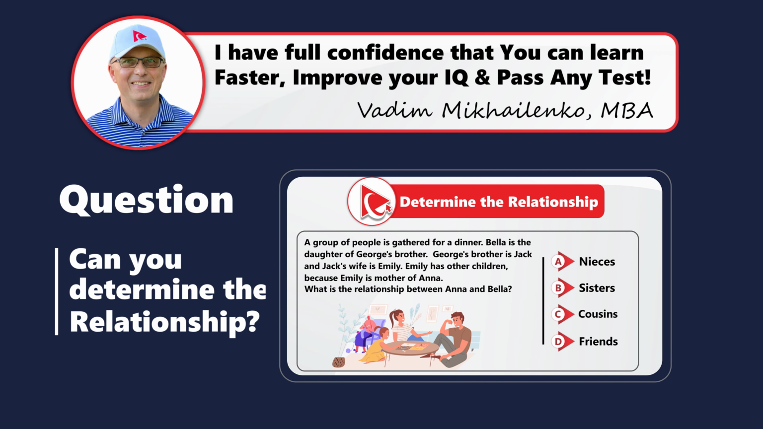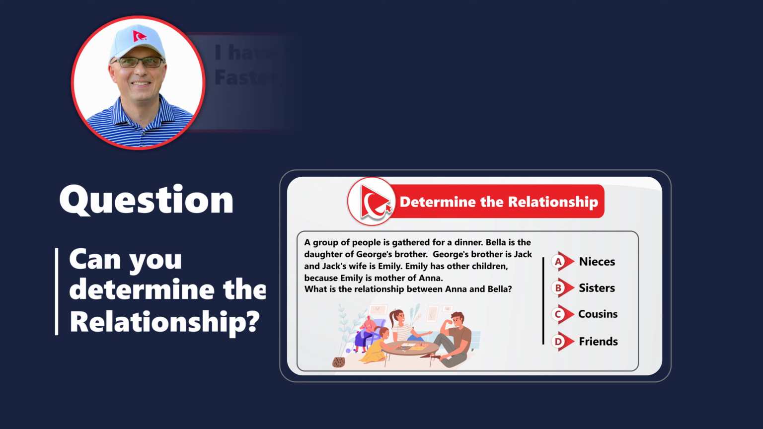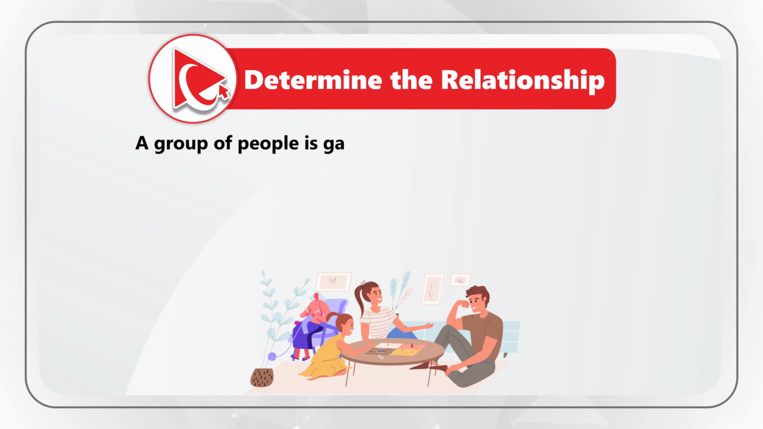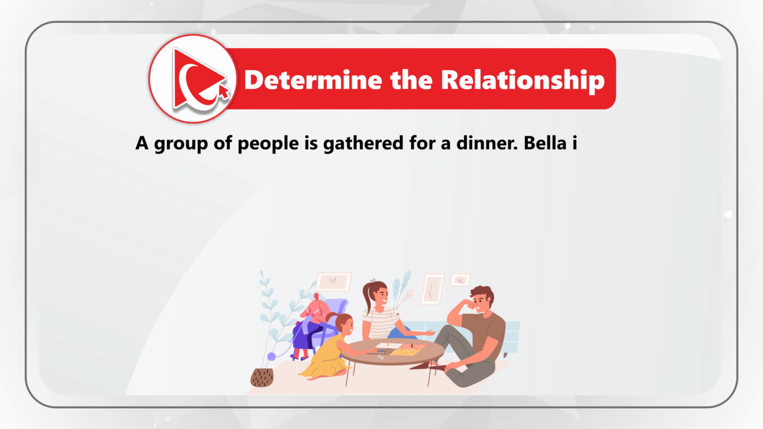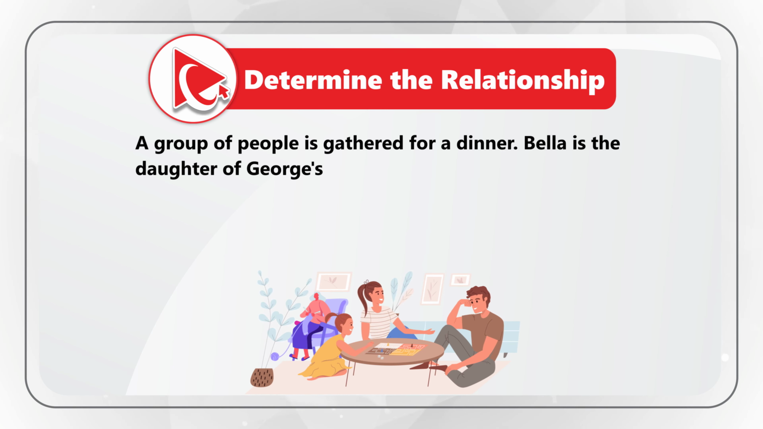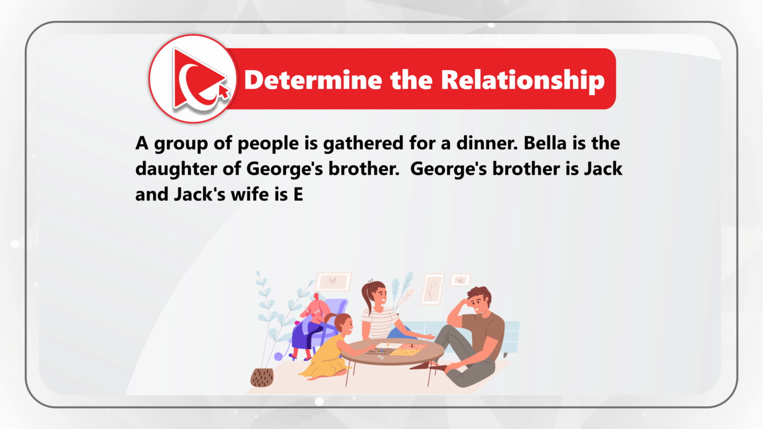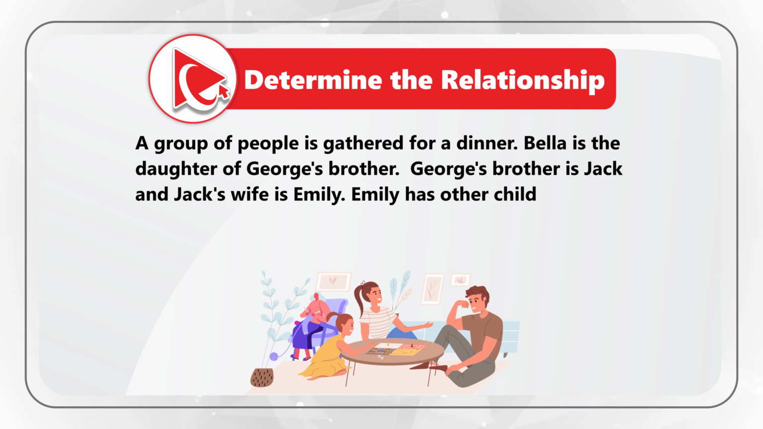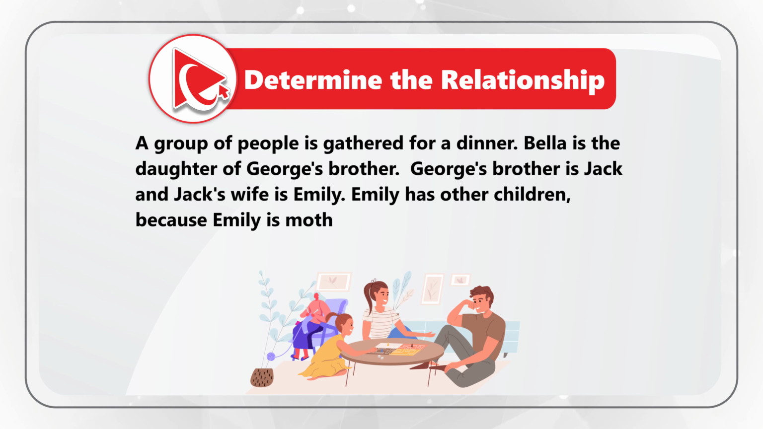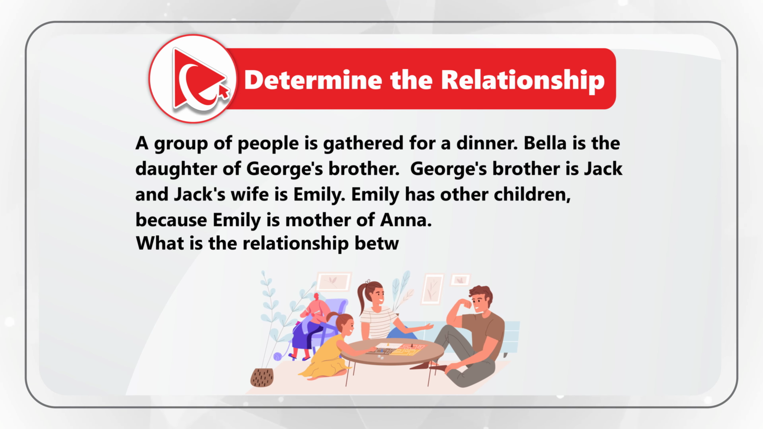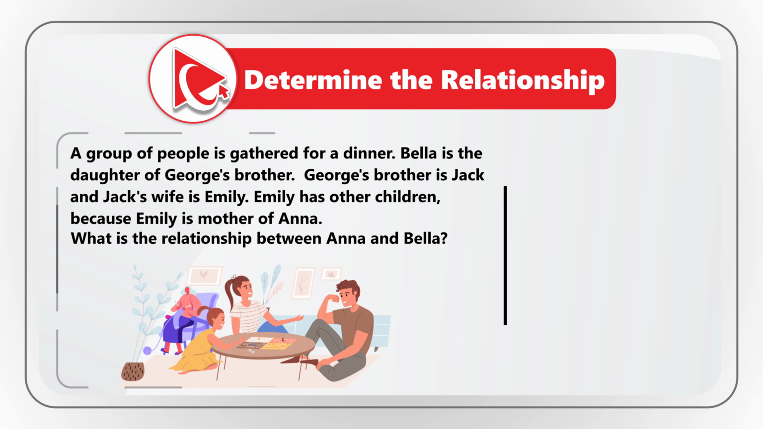Here is the family relationship question, which tests your memory and analytical skills. A group of people is gathered for a dinner. Bella is a daughter of George's brother. George's brother is Jack, and Jack's wife is Emily. Emily has other children because Emily is also a mother of Anna. What is the relationship between Anna and Bella? And you're presented with 4 different relationship choices.